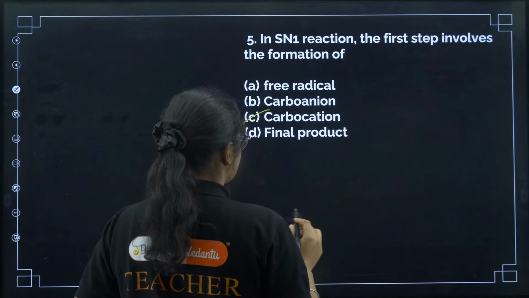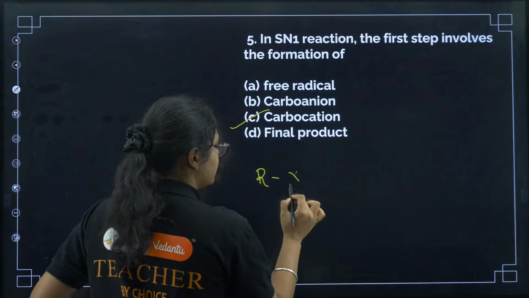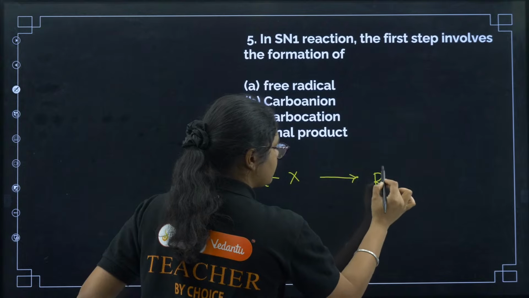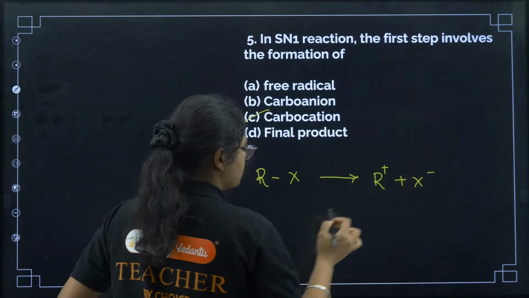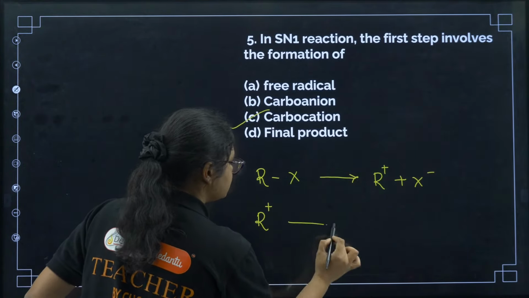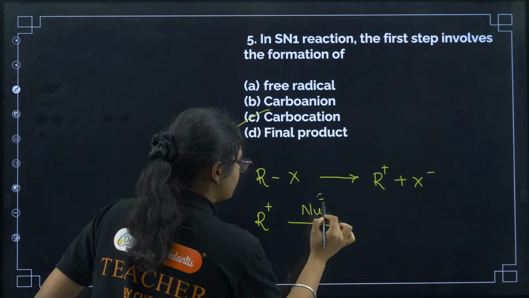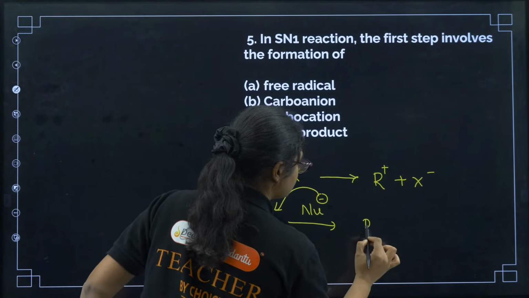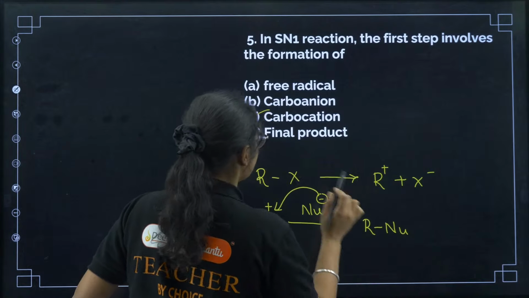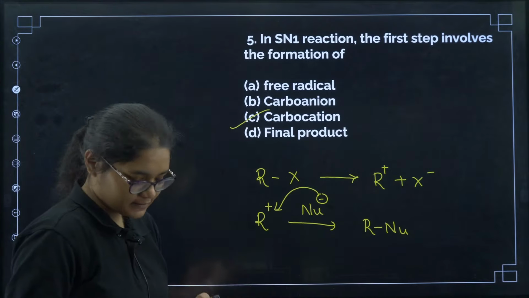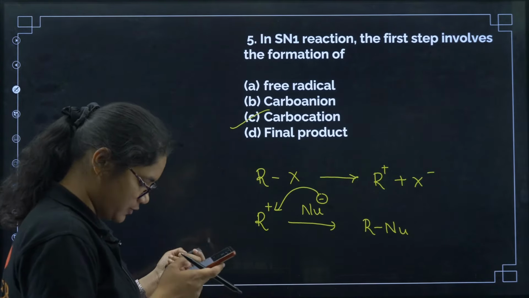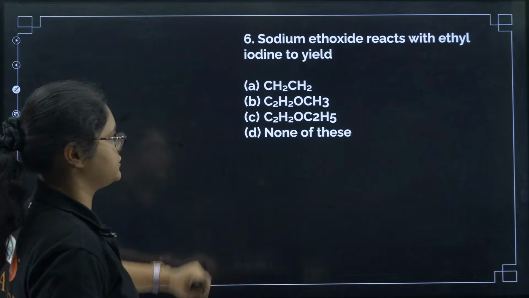That is absolutely correct. If you have RX, in step 1, R plus and X minus are formed. After that, the nucleophile attacks R plus to give you RNu. So the correct answer is option C, carbocation. All of you are correct. Let's move to the next question.